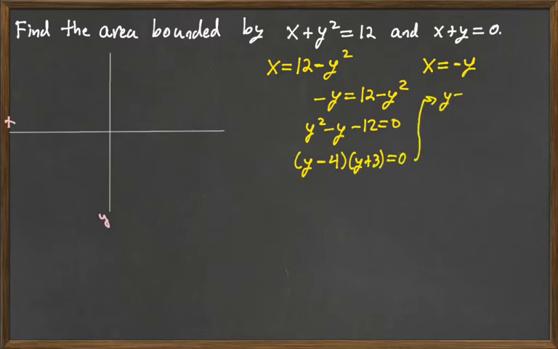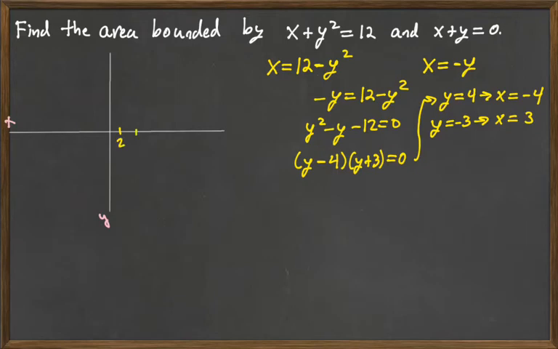So your zeros are y equals 4. If y is equal to 4, then x is equal to negative y, so x is equal to negative 4. The other solution is y is equal to negative 3, and then again, x is equal to negative y, so negative 3 would be positive 3, so x is equal to 3. So now we have our points of intersection where these two graphs intersect each other.